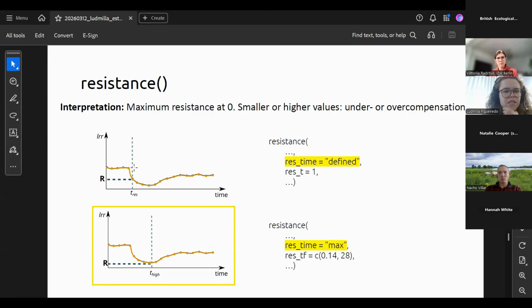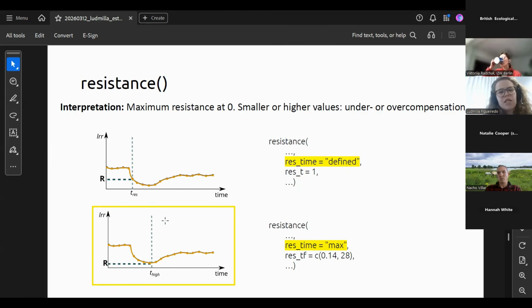You can think of it as the drop that happens in response to a disturbance, and it can be measured in two ways. Either you can measure it for a defined time step. So here I look at the first time step. For this, you have these two special arguments where you say, okay, I want to look at resistance at a time step defined by me, and it's going to be the first time step after my disturbance. Or you can ask the function to look across all your time frames for a given time frame. You can see, okay, what was the maximum change in my state variable?